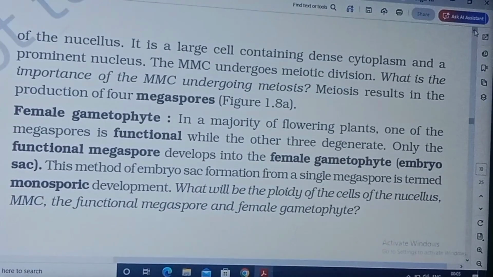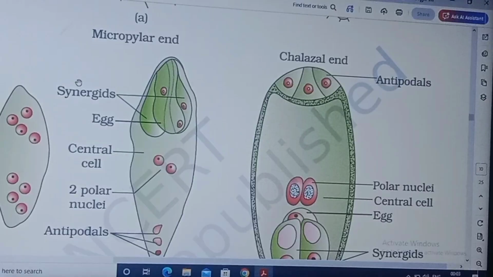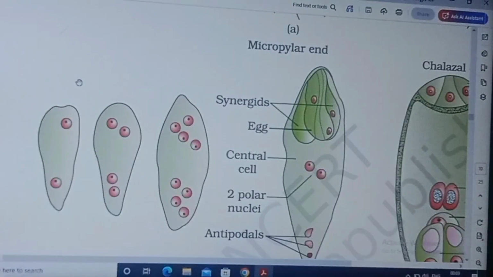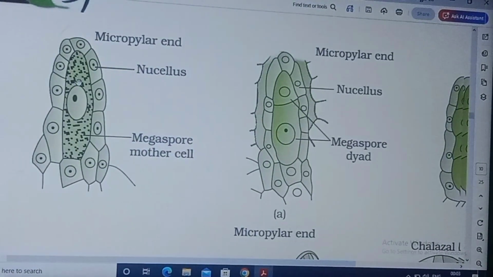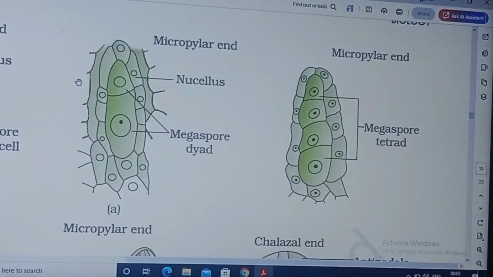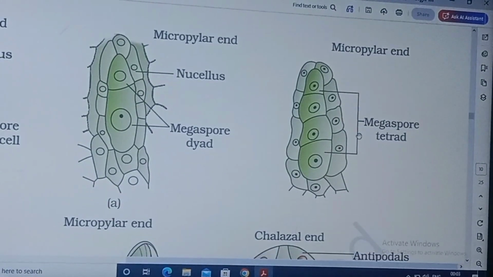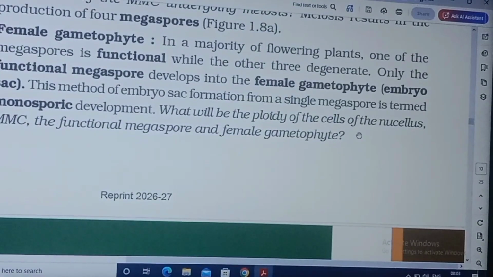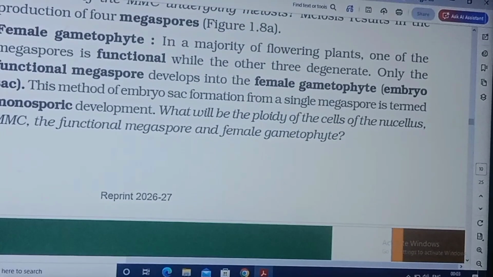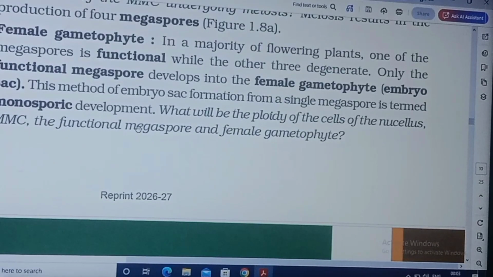You can understand this by the diagram. Out of the four megaspores, only one is functional, and three will degenerate, and only the functional megaspore will form the female gametophyte. This method of embryo sac formation from a single megaspore is called monosporic development. They can ask what is monosporic development.